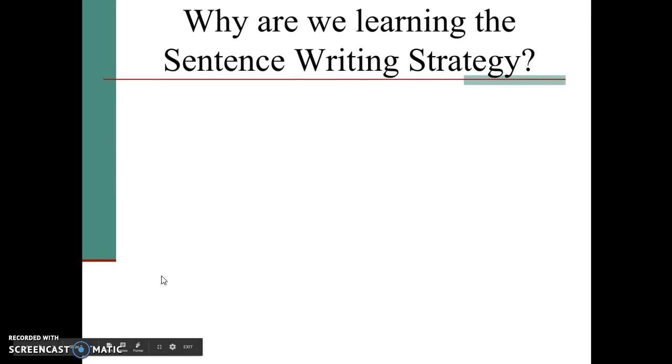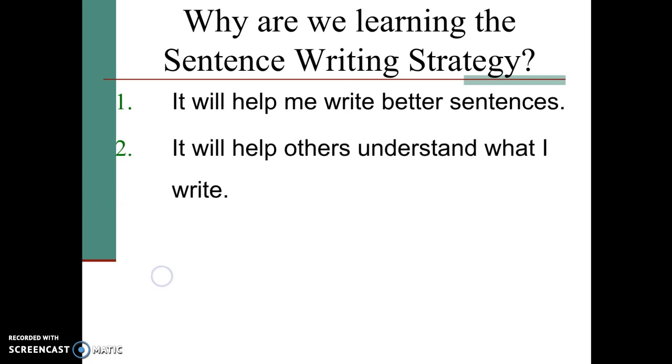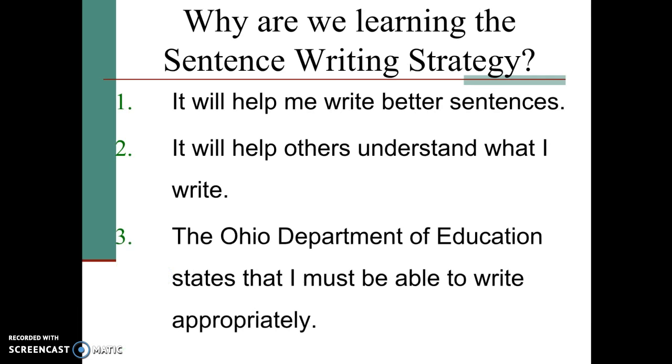So we first establish, why are we learning this? Well, first of all, it's going to help you write better, which is going to help people understand you when you write. We think of all the places in the world where you have to communicate as you get older: job applications, emails. Someday you're going to be the manager and writing memos and directions for people underneath you. And last of all, because the state of Ohio says that in 7th grade, you've got to learn how to write appropriately.